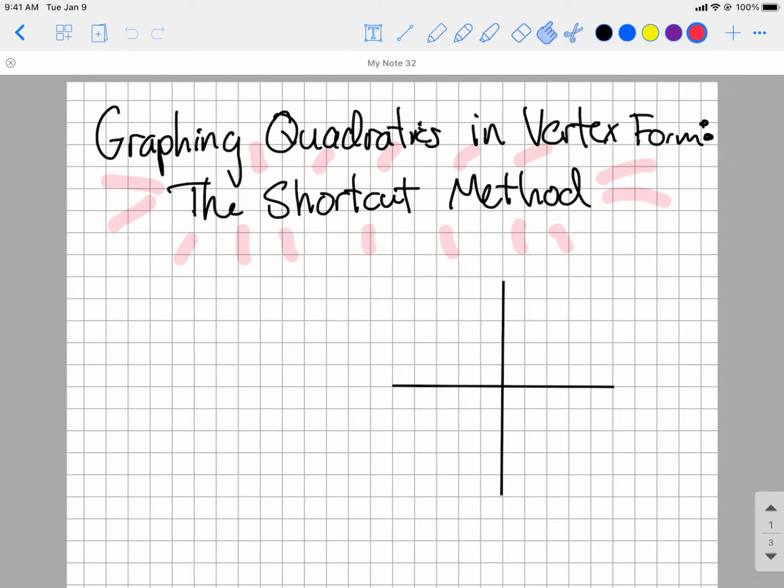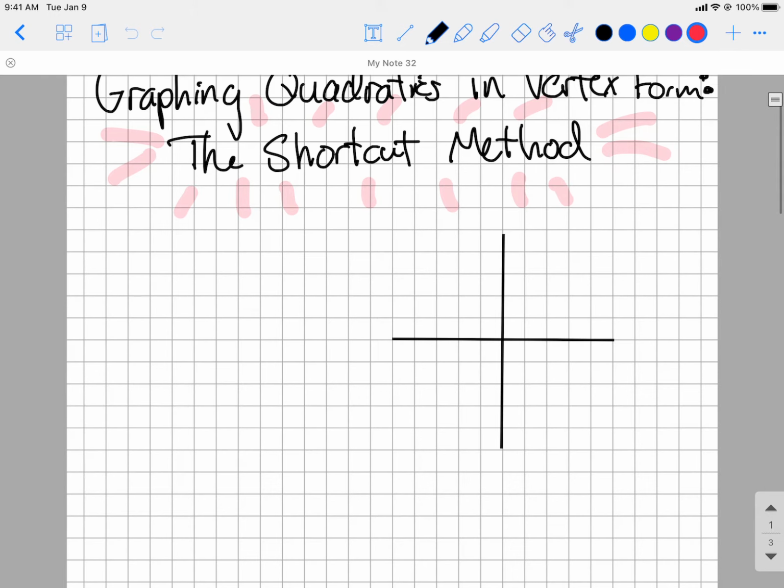For those of you that do decide to work with it, it is much faster. It just requires a little bit more thought. So let's see what it looks like. To start, the shortcut method relies on the very basic graph of y equals x squared. It's the most basic quadratic function we can have. There's no a value, there's no p value, there's no q value.